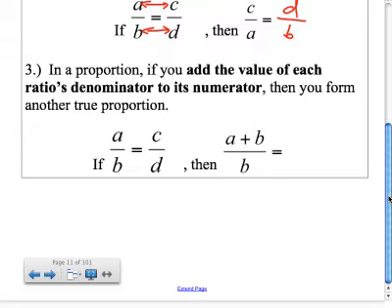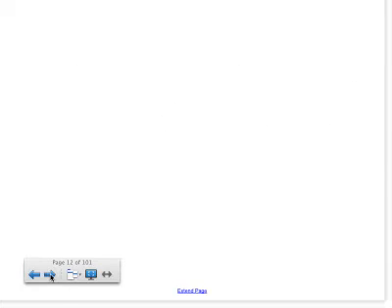Number 3 says in a proportion, if you add the value of each ratio's denominator to its numerator, then you form another true proportion. In other words, A plus B over B equals C plus D over D. All right, we won't use that property as much, but still one that is valid.